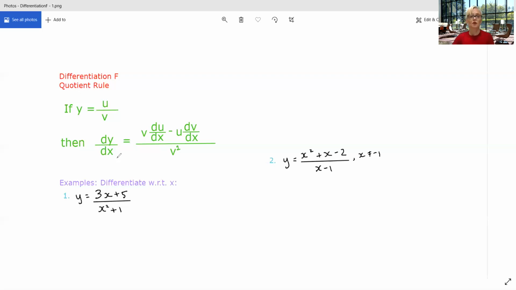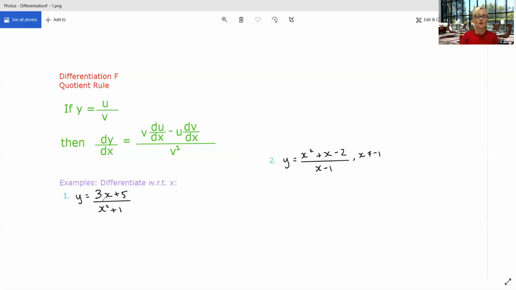This rule says that dy/dx is v du/dx minus u dv/dx, all over v squared. The way I remember this: bottom times derivative of top minus top times derivative of bottom on bottom squared. And yes, I did say that. It's not very mathematical, but it helps me remember it. Let's just set the first one out in full, just so that we can say that we've done one in full.